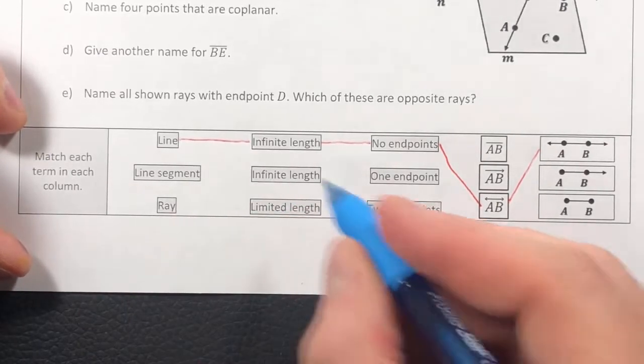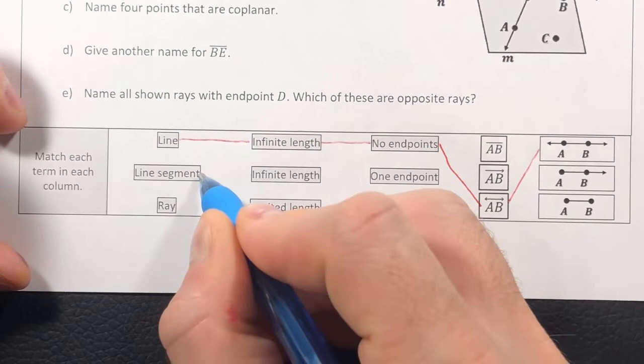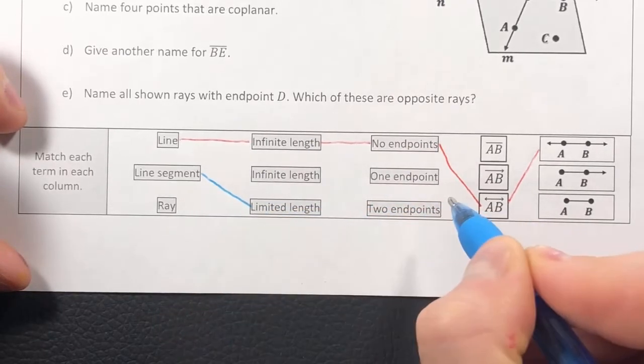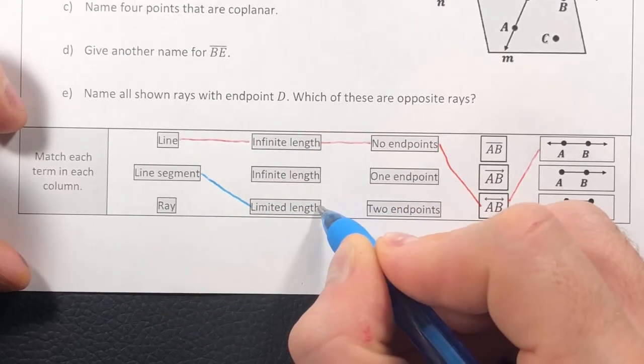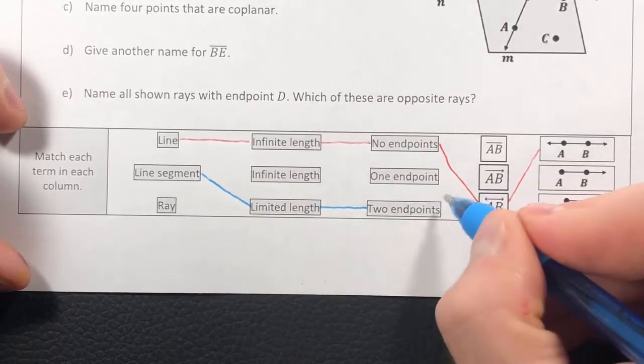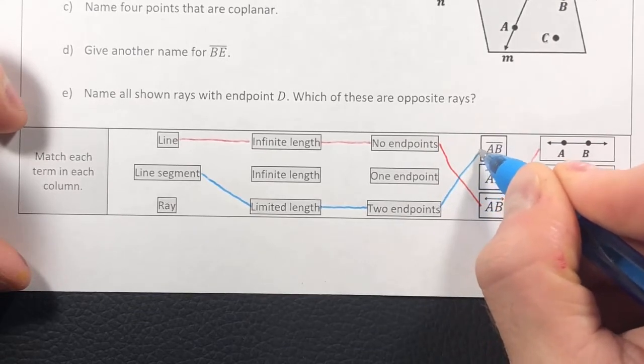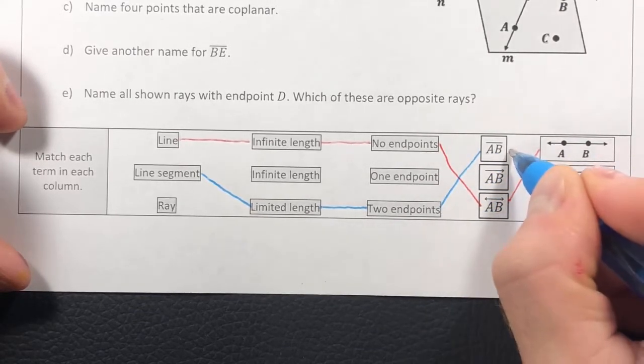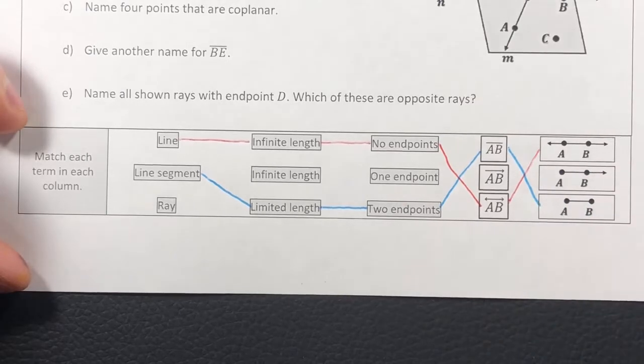And with line segment, I do the same thing. A line segment is limited. It only has one endpoint. Nope, it has 2 endpoints. It has a start and a stop. It's going to be the thing way up here. And my bottom image.